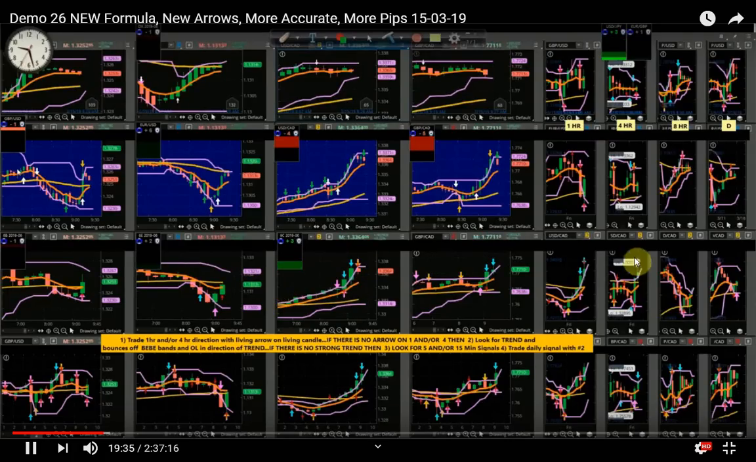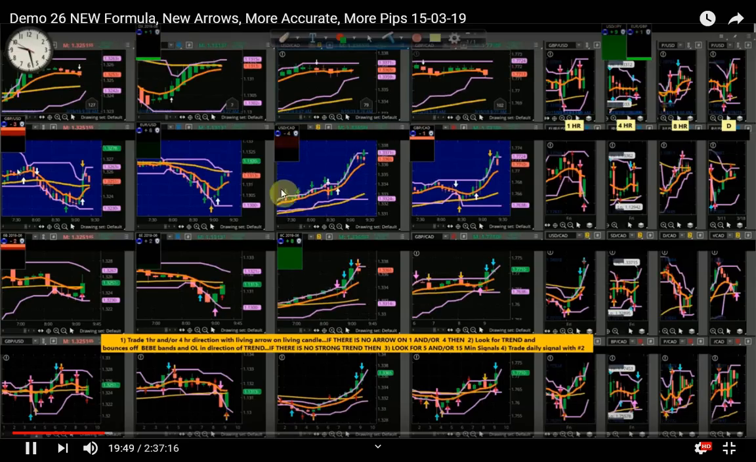Some people might want to wait for a 4-hour blue. It does turn up, guys. It does turn up, don't worry. But you're getting plenty of momentum, so you know. Again, this is not going to go 15 pips against me. Okay, so I'm not too worried about it.